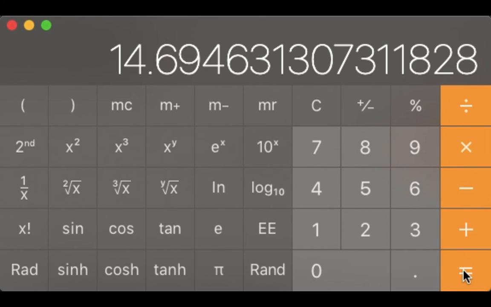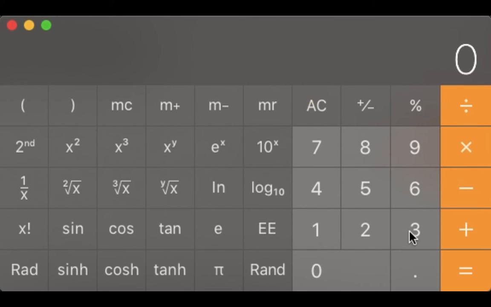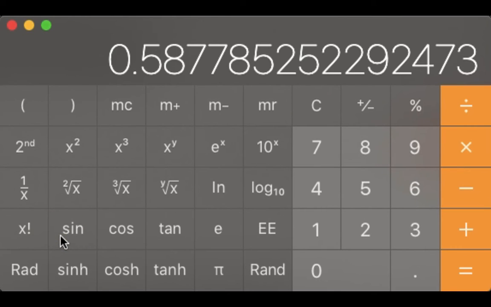Okay, and that gives you the value that you need. So you first need to type in the angle number and then hit the trig function, and that will give you the value for the trig function. Then if you're multiplying or dividing, you'll have to do that around this. But that is how you can approach that.